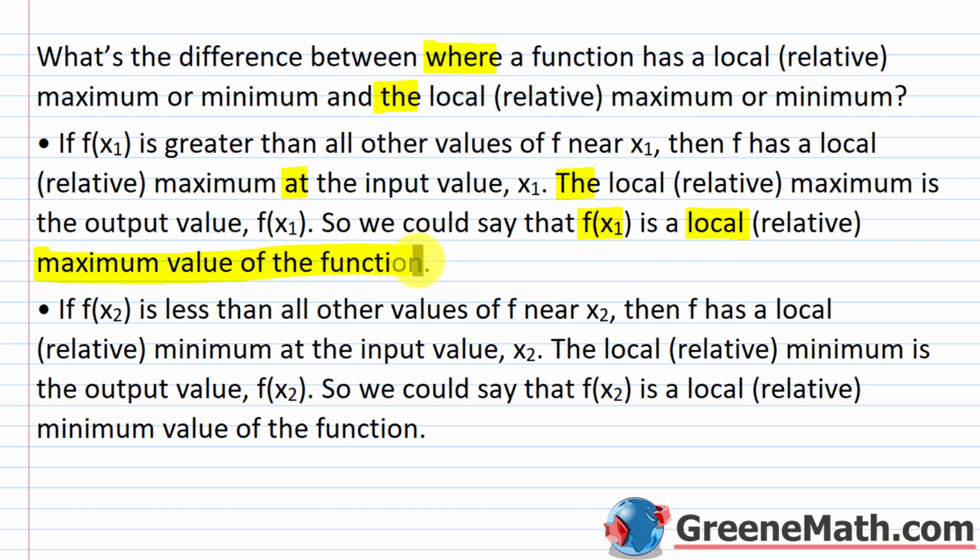And it's the same thing when we talk about a minimum. If f of x sub 2 is less than all other values of f near x sub 2, then f has a local, or relative, minimum at the input value x sub 2. If they're asking you where, you're typically saying it's at, and you give the x value. Then the local, or relative, minimum is the output value, that's your f of x sub 2. So f of x sub 2 is a local, or relative, minimum value of the function. Just keep that in mind if you get questions about local extrema.